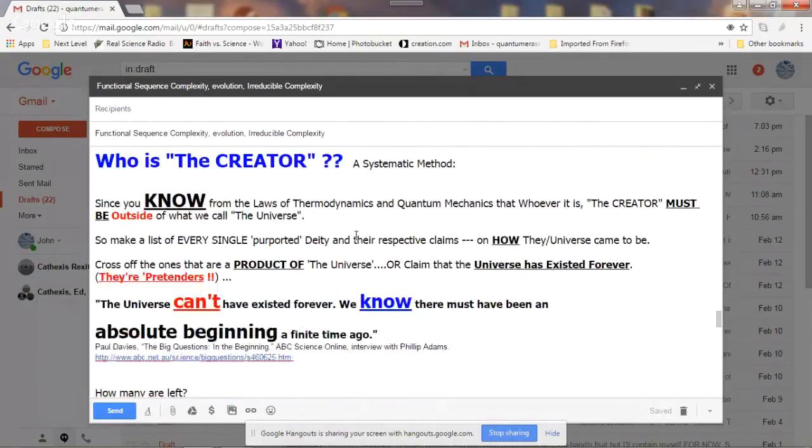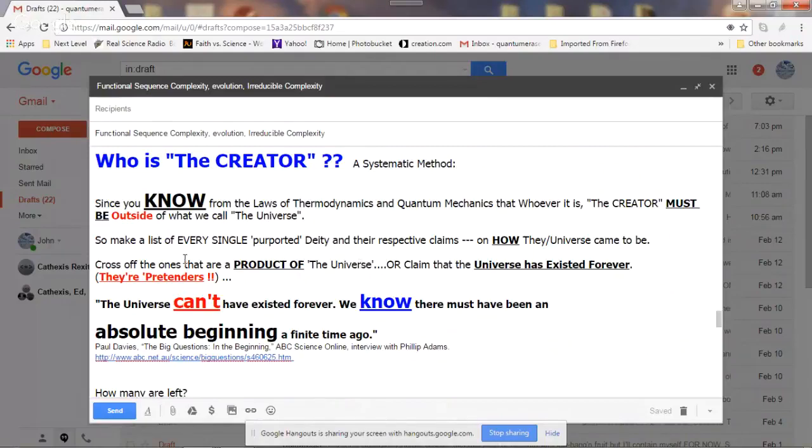So let me make this simple for you guys. We already established there must be a creator. So the next logical follow-on question is what? Who is it? Here's a systematic method that I'm giving to you. This is what I used back in the day. This is exactly what I did. Since you know from the laws of thermodynamics and quantum mechanics that whoever it is, the creator must be outside of what we call the universe.